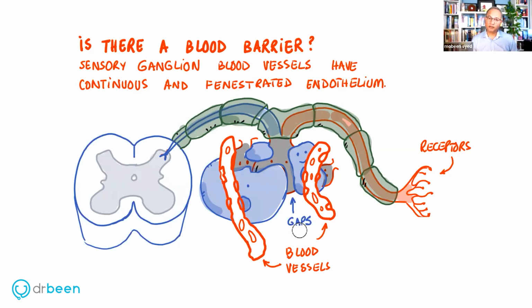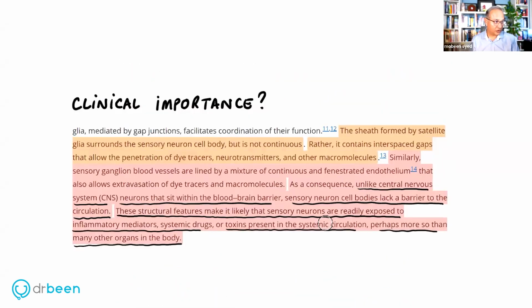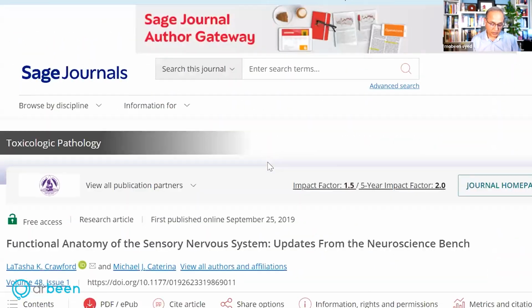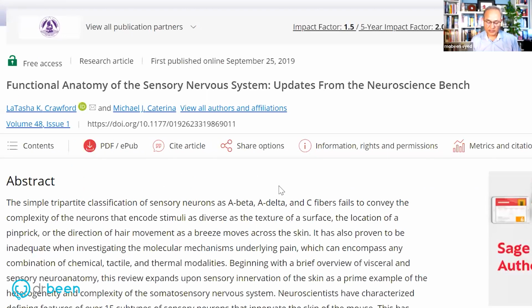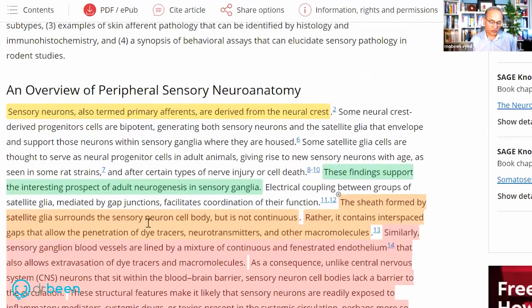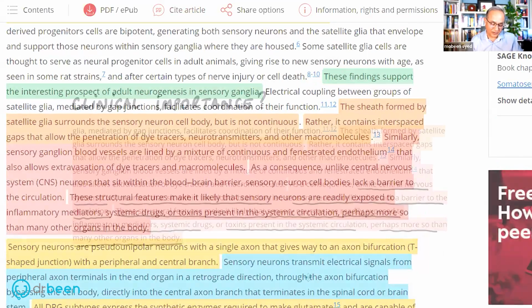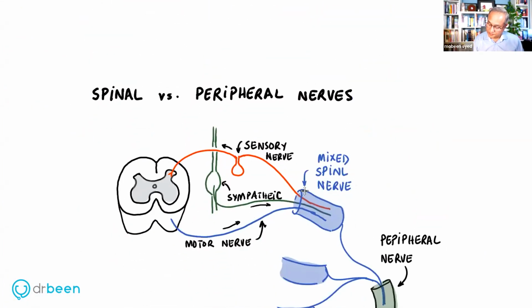Because other tissues in our body, not just the central nervous system, our liver and others, actually have better protection than the dorsal root ganglion. Okay, so I hope that this is clear. We have seen the clinical importance as well. And just very quickly to show you where it is, this is the article, Functional Anatomy of Sensory Nervous System, Updates from Neuroscience Bench. This is the publication, September 25, 2019, so pretty recent. In that publication, as you look at an overview of peripheral sensory neuroanatomy, these things are written here. So I'm not just making it up, other than the part that I made up, I have already said that is my thinking. Okay, so continuing.